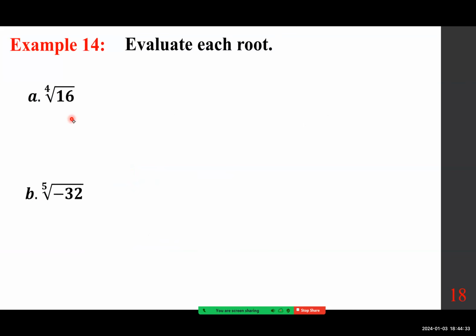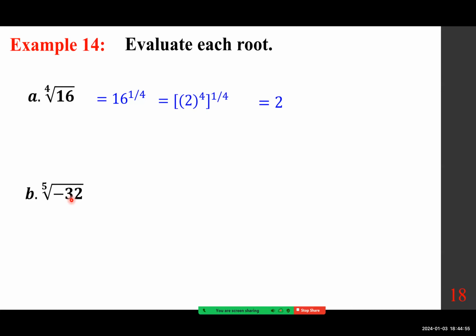The fourth root of 16, you already know it's 2, but in case you can write it as 16 to the power of 1/4. 16 is 2 to the power of 4, and this 4 times 1/4 gives you 1. Again, do you have to do that? Not for a case like this. But what about this one?